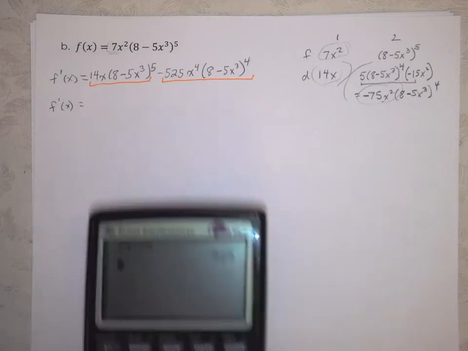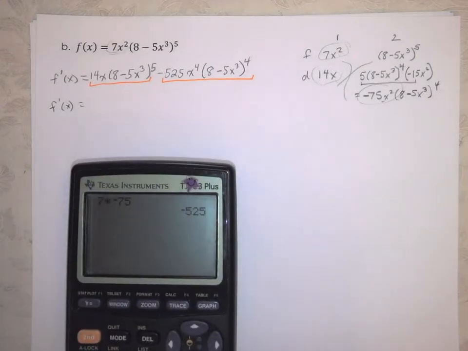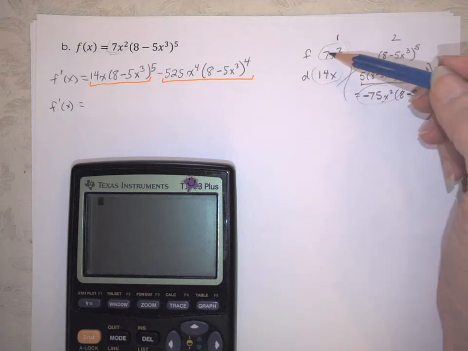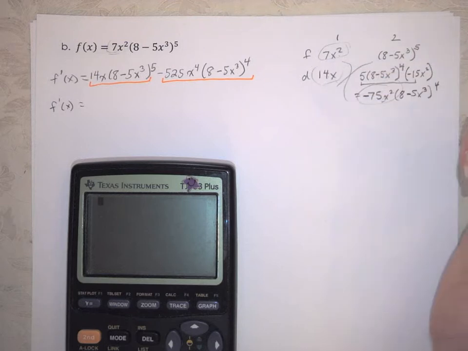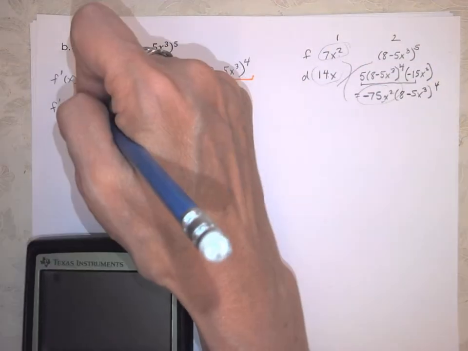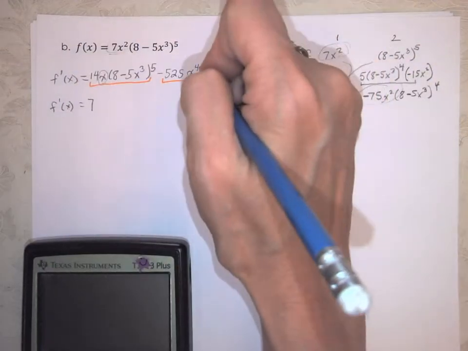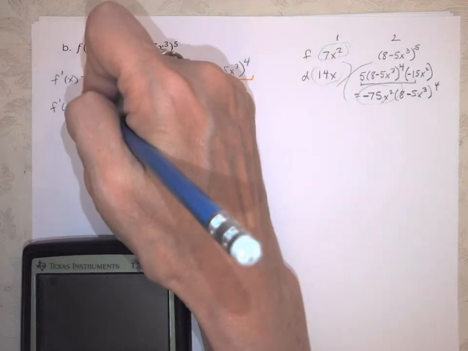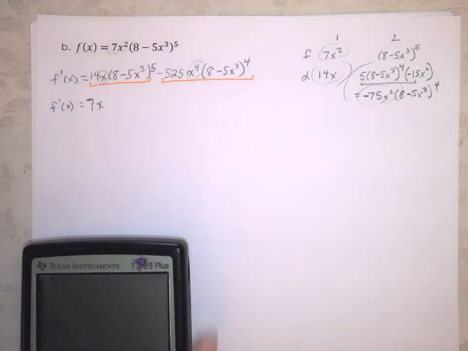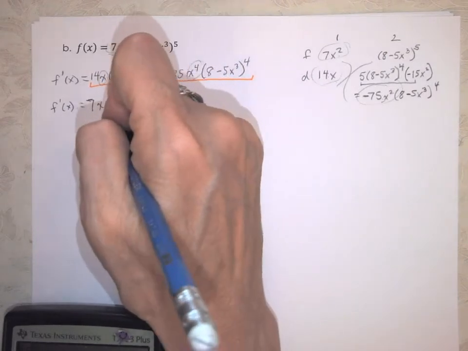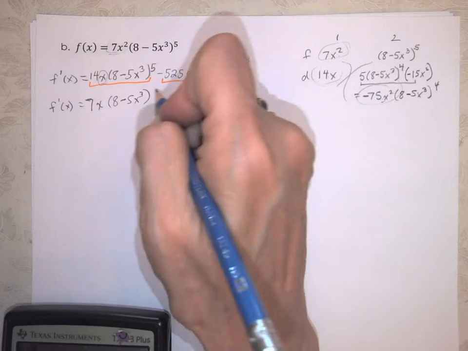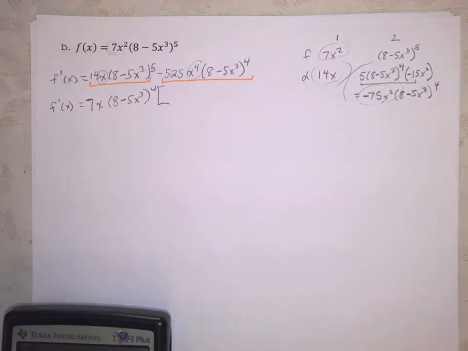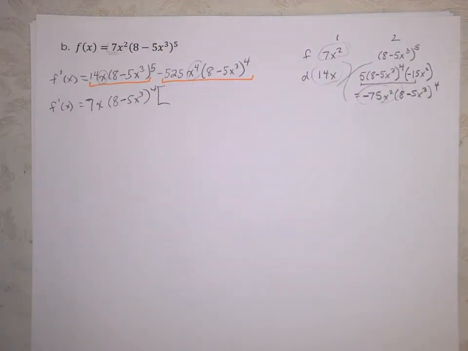So do 14 and negative 525 have a number in common? Well, I can see here that to get 525, I did 7 times 75, and I know 7 goes into 14, so 7 should be in common. And then I've got an x and an x to the 4th, so x is in common, lower exponent. And then I've got my 8 minus 5x cubed to the smaller power, which is the 4th. So now I need to find out what goes in the brackets.